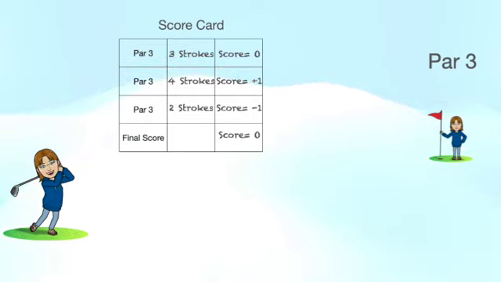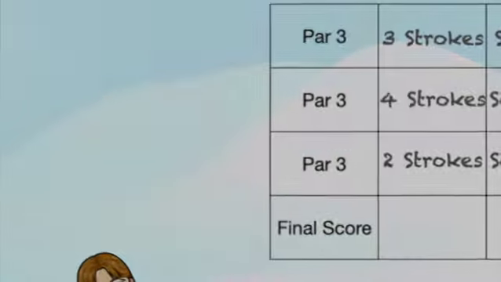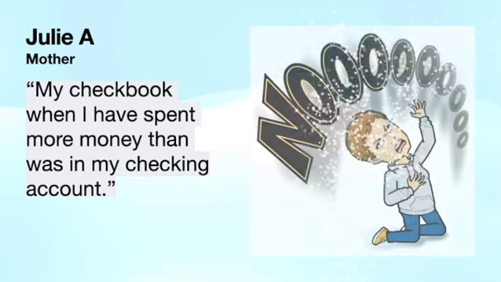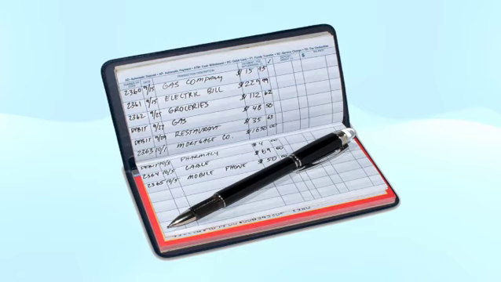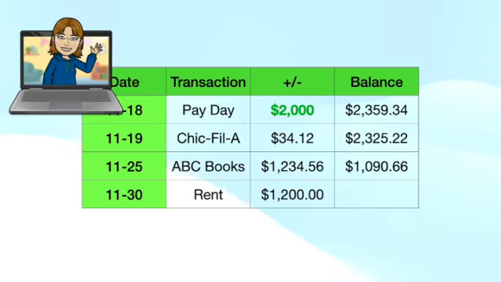My score is 0. Yay! Julie writes, my checkbook when I have spent more money than what was in my checking account. A checkbook is basically where you write down what you spend out of your checking account so that way you know what's left. These days, it's done on computer.